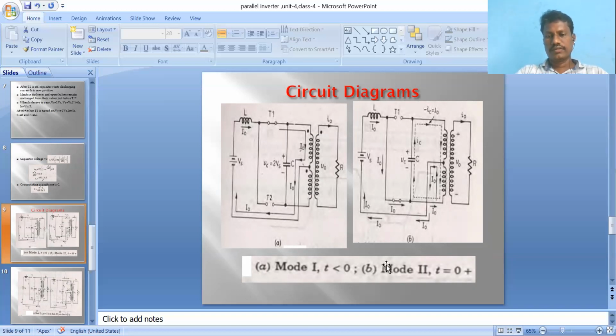So like this. In the case of mode 2, that is t equal to 0 plus, T1 is turned off. The capacitor voltage is equal to 2 VDC. The current is like this.